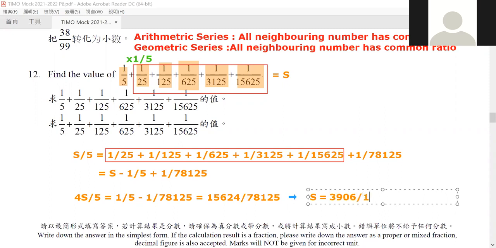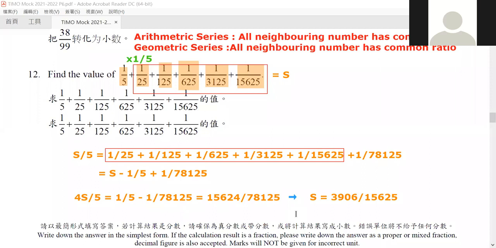3906 divided by 15625. Okay. So in fact, like the arithmetic series, there are equations for this kind of series, the sum of the series. But in here, I do not use that method.